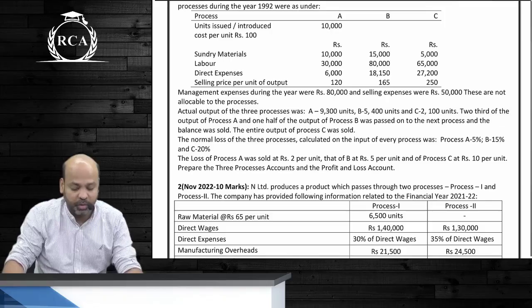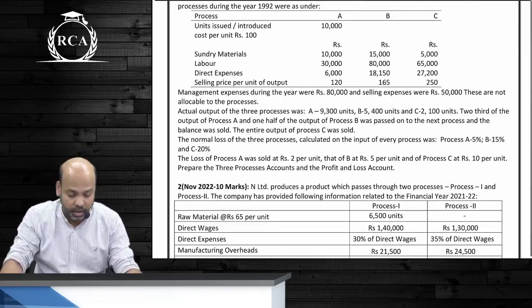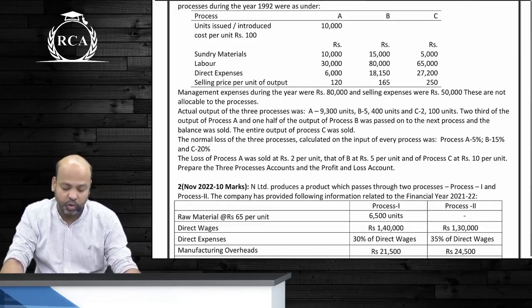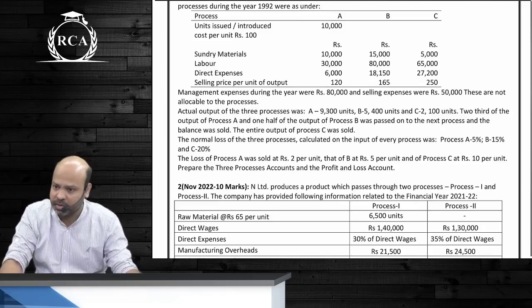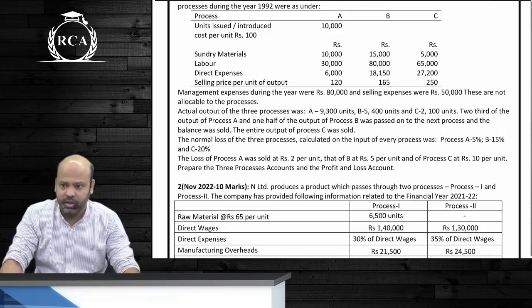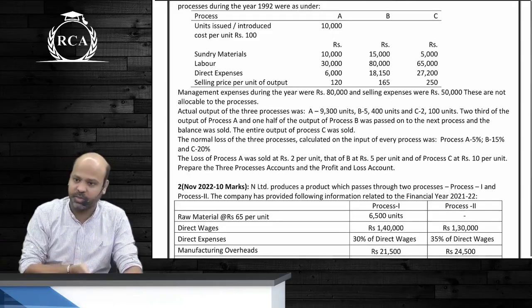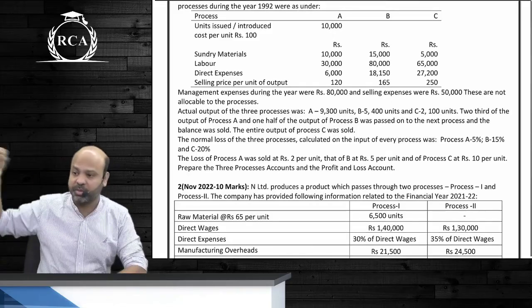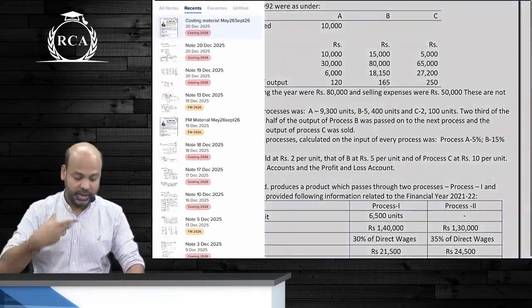Normal loss of the three processes are as follows: process A 5%, process B 15%, and process C 20%. The loss of process A was sold at 2 rupees per unit, B 5 rupees per unit, C 10 rupees per unit. Prepare three process accounts, P&L account, normal loss account, abnormal loss account, abnormal gain account. That was not asked, but to make the P&L account you have to make abnormal loss and abnormal gain, because that is how you will know how much is the amount to be transferred. Is that clear? Now I'll solve.